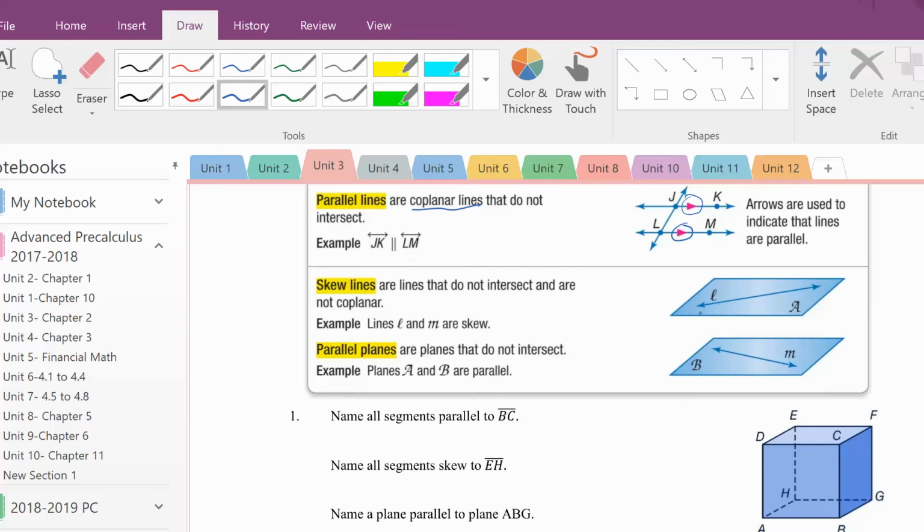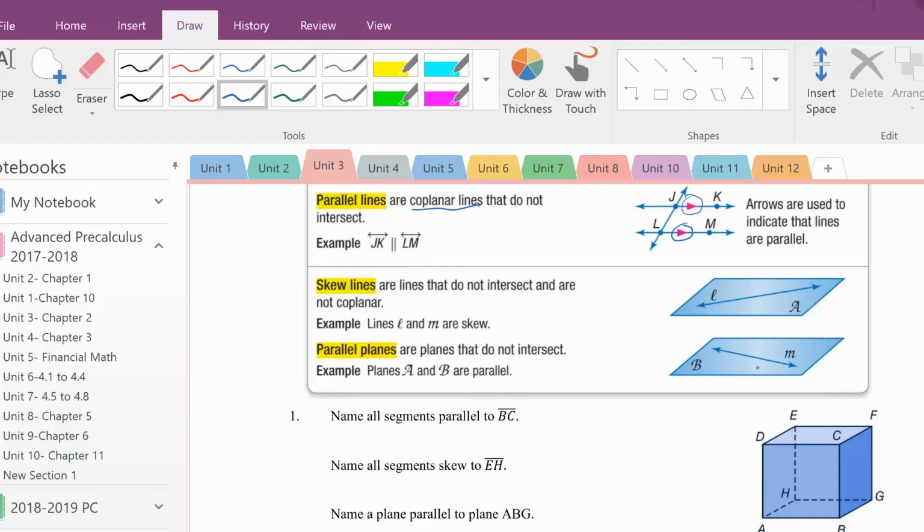For example, line L here is in plane A. Line M here is in plane B. Notice they don't intersect because they are not in the same plane. Notice skew lines look like they would intersect if they were in the same plane, but because they're not in the same plane, they don't intersect.